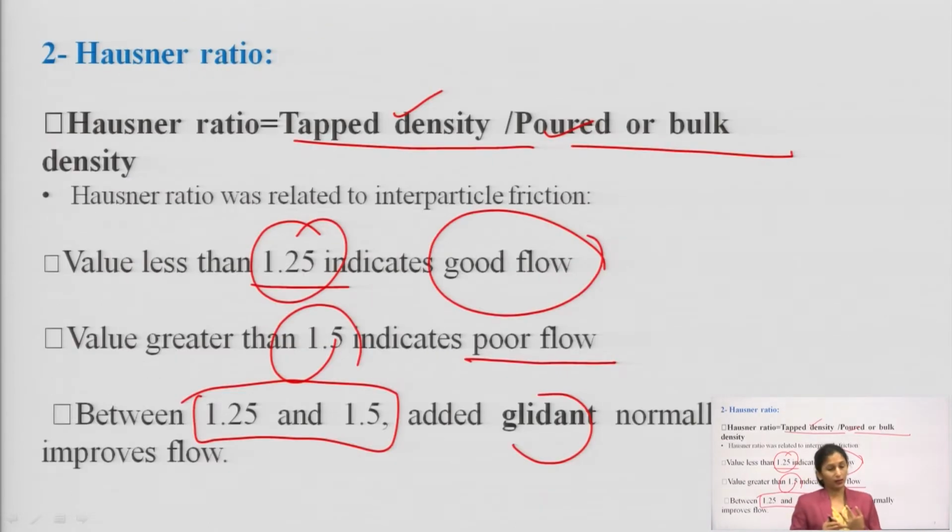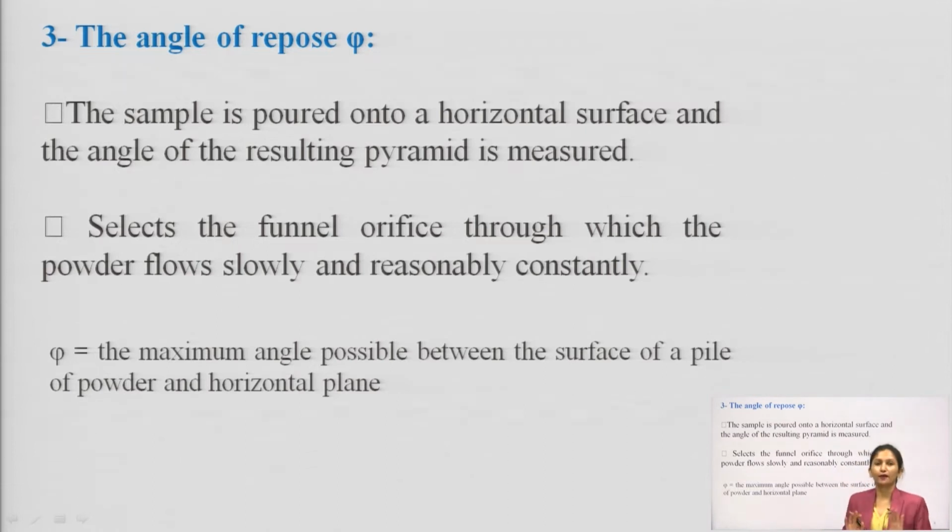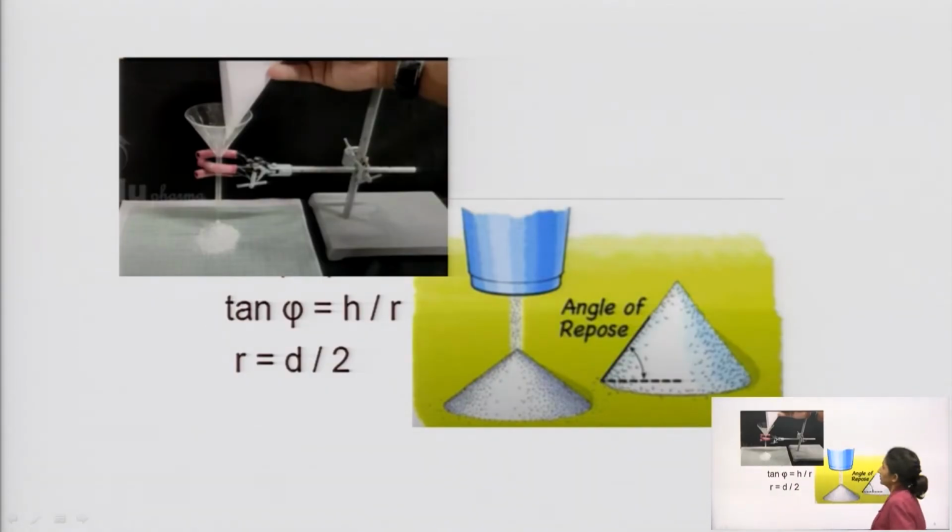So, you can determine the flow property by Carr's compressibility, second by Hausner ratio, now third, angle of repose. There are different methods to determine the angle of repose. Here we are discussing the static funnel method for the determination. How will you determine the angle of repose by the static funnel method? See, this is the funnel, and a static funnel means you have fixed or supported that funnel from some place. That funnel is not revolving, that is the static funnel.